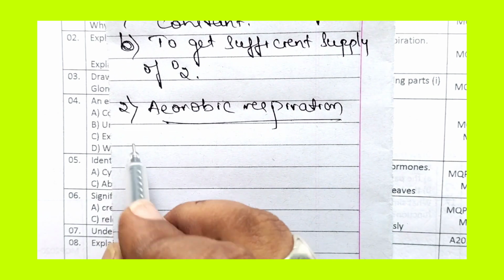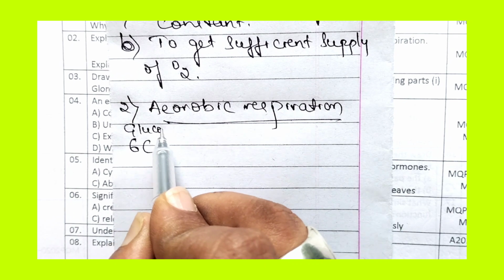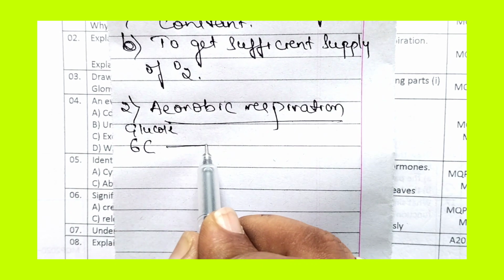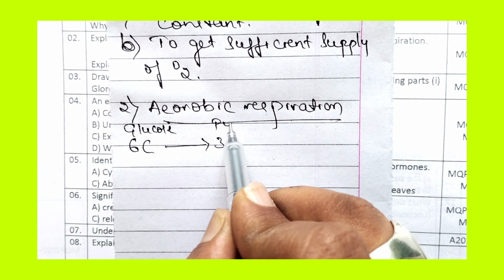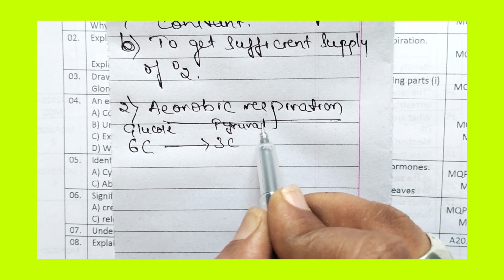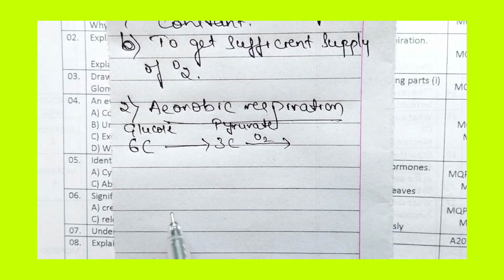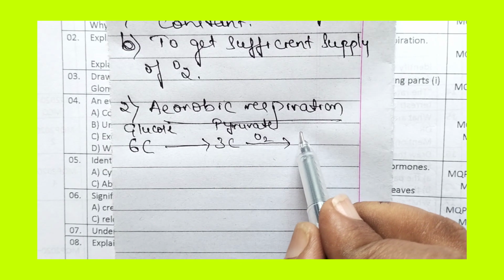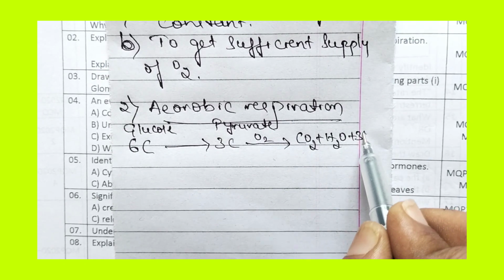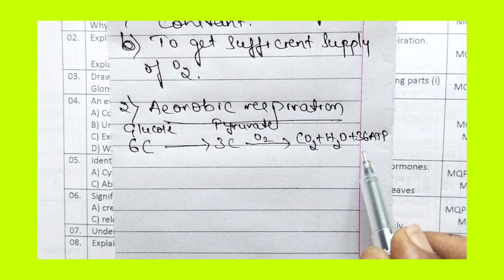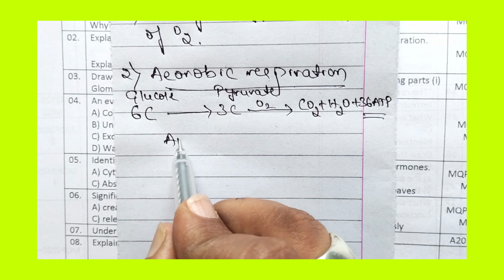So we know that it is a 6 carbon molecule, and this 6 carbon molecule is called glucose. Glucose is converted into 3 carbon molecule, and this 3 carbon molecule is called pyruvate. This pyruvate, in presence of oxygen, is converted into carbon dioxide, water, and it releases 36 ATP of energy. So this is aerobic respiration. Now let us move for anaerobic respiration.